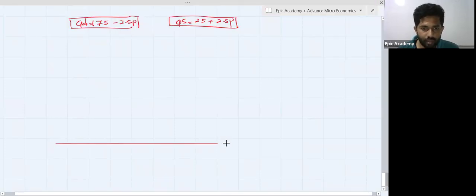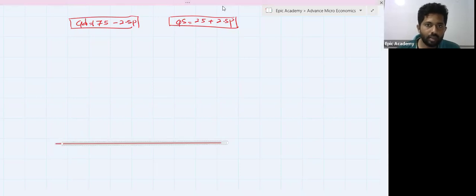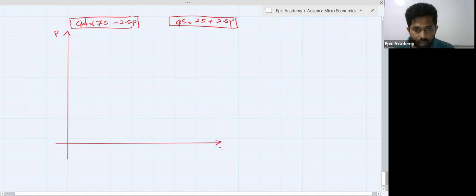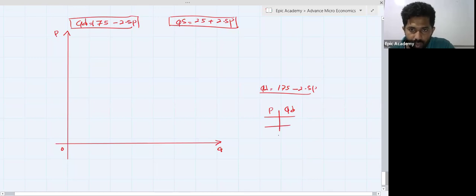Then sketch the curve. This is price, this is quantity. Now the QD equation: QD = 175 - 2.5P. So assume that P equals 0 and calculate what happens to the quantity demanded. And assume that QD equals 0 and find the value for the price.